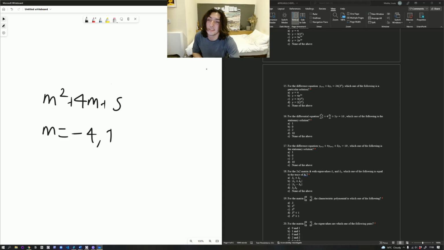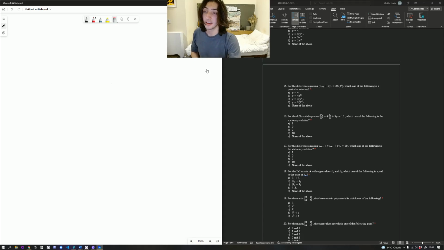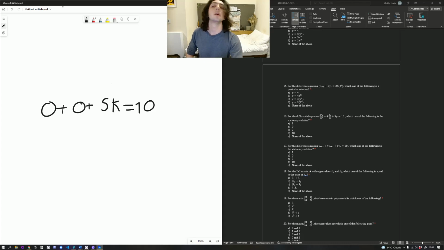To find the stationary solution of such a function, all you need to do is replace y with, I don't know, just k, let's say. So if we replace y with some kind of constant k, then we have 5k equals 10. But given that k is a constant, all our remaining derivatives just equal 0. So k is going to end up equaling 2. Okay? So that's our stationary solution. It's just 2. So C is correct for this one.